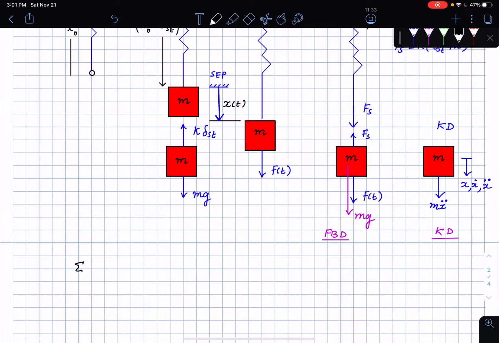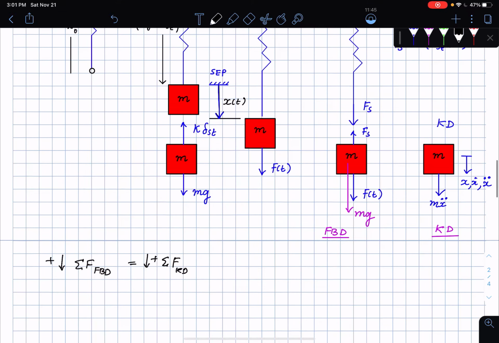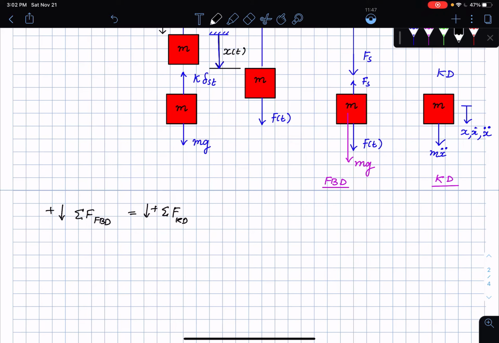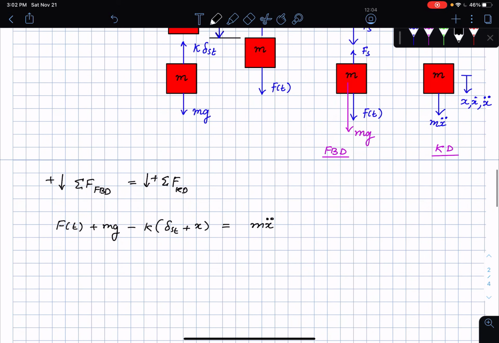Okay, so forces on the free body diagram, I'm going to say forces pointing down are positive, and sum of forces on the kinetic diagram, forces pointing down treated as positive. Look at the free body and the kinetic diagram. Here is what I'm going to have: f of t plus mg minus k times (delta static plus x) is equal to m x double dot.